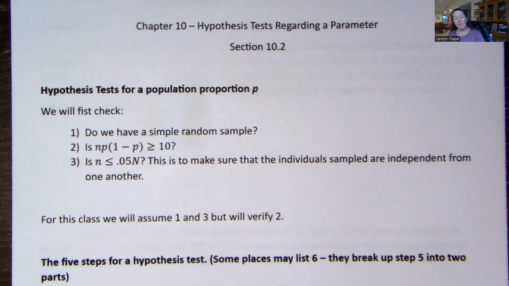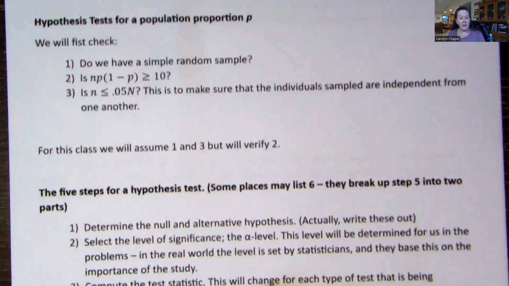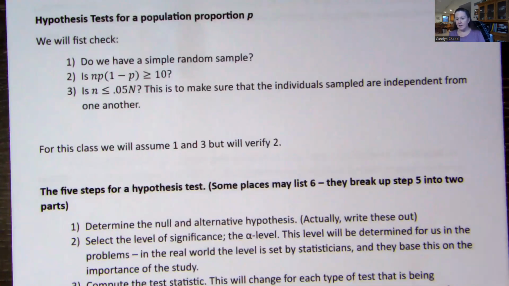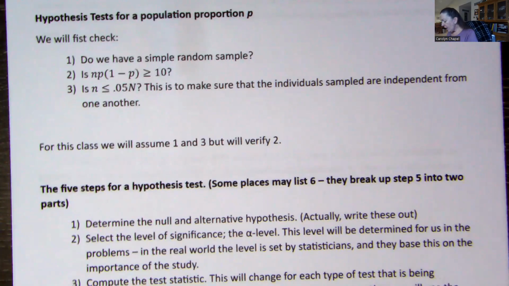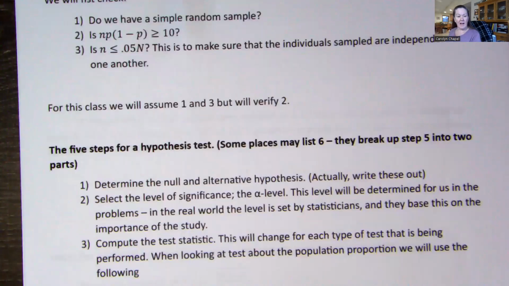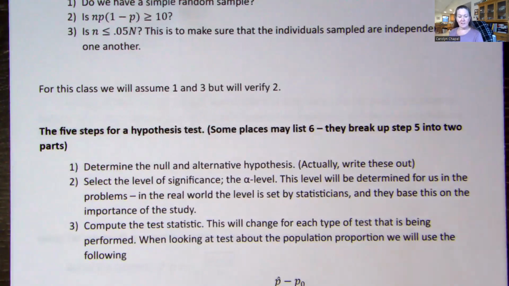Okay, there are 5 steps to a hypothesis test. Some textbooks may list 6 because they break number 5 up into 2 pieces. That is just the discretion of the author, so it really doesn't matter. This textbook tends to list out 5, and I usually just follow the 5 as well. I've done 6. It really doesn't make a whole lot of difference.